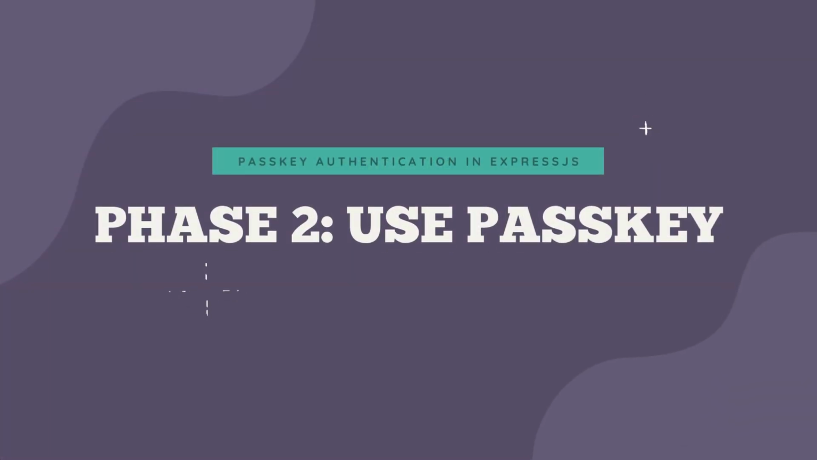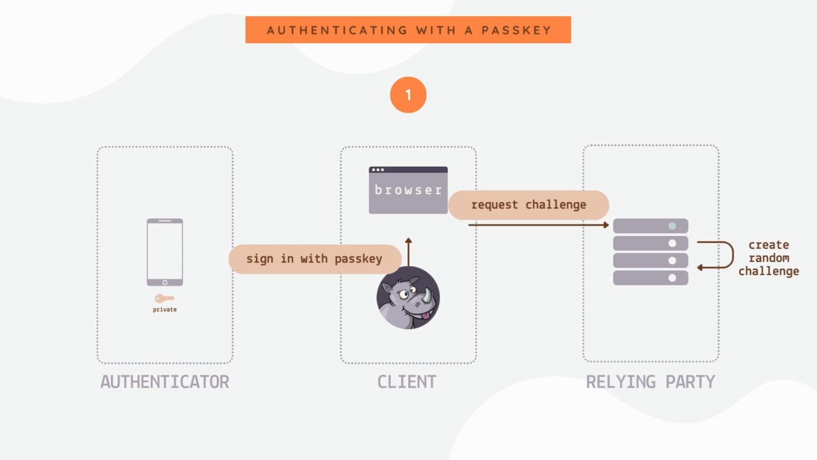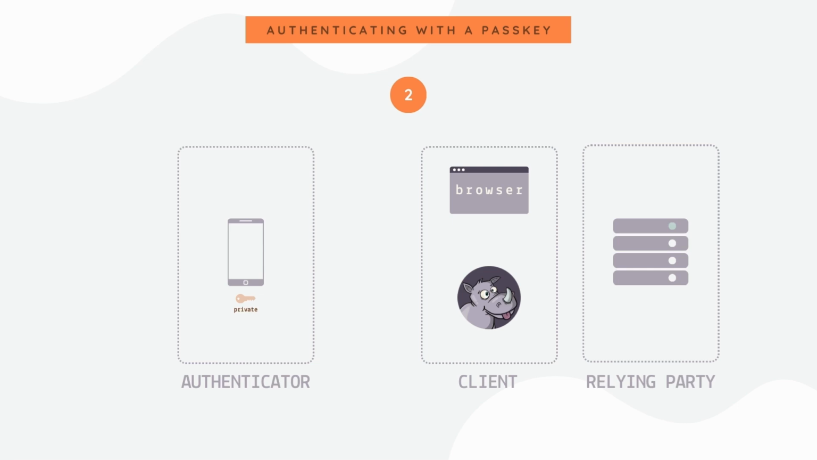Let's implement phase 2, where a passkey is used to authenticate a user and sign them in. Before we start writing the code, let's see a quick summary of the main things that happen between the client, the authenticator, and the relying party in this phase. First, the user submits the sign-in form, prompting the client to request a new random challenge from the relying party. This first step is more or less the same as the first step of the attestation phase.